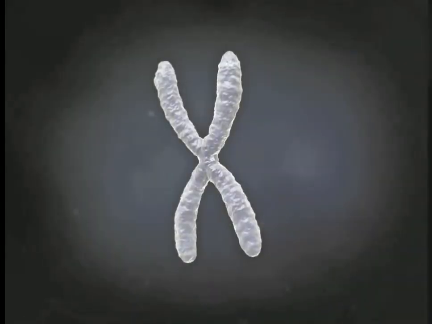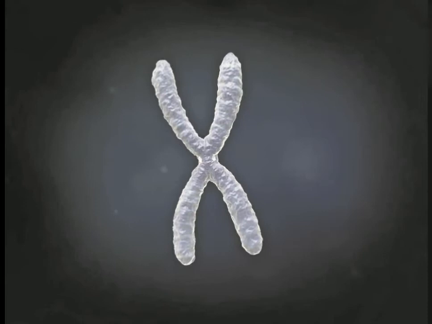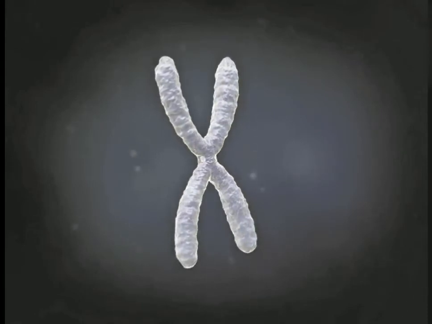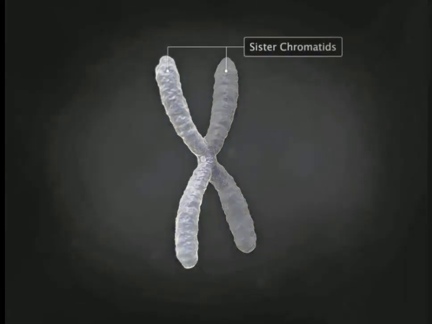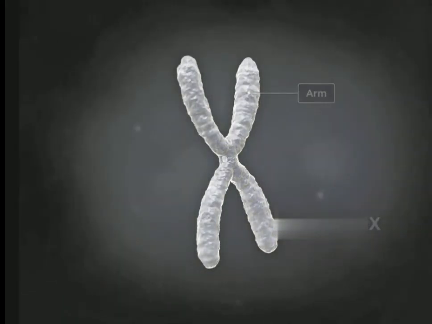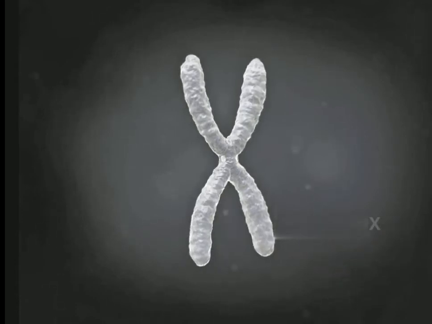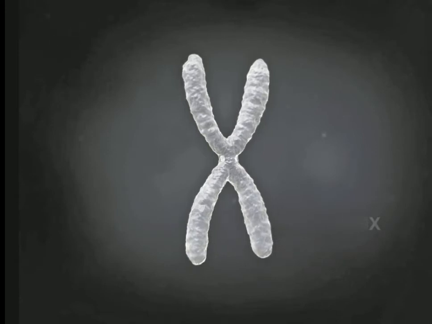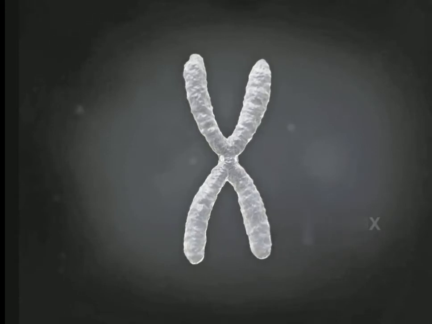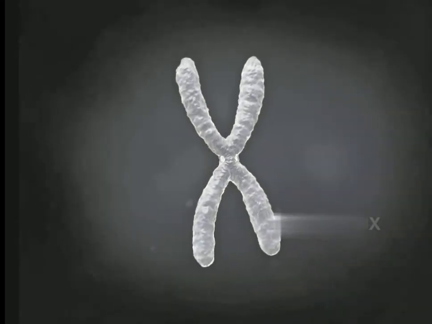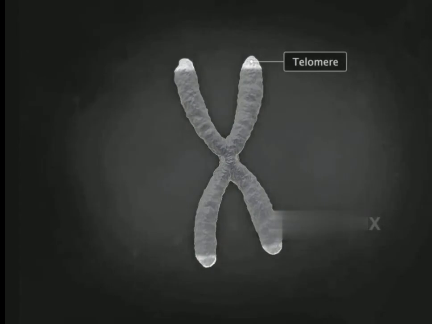A chromosome is a thread-like structure composed of chromatin. It is divided along its length into 2 identical strands called sister chromatids. The centromere is the primary constriction of the chromosome, where the sister chromatids are held together until anaphase. A disc-shaped protein structure called the kinetochore is attached to the centromere. The ends of the chromosome are called telomeres.